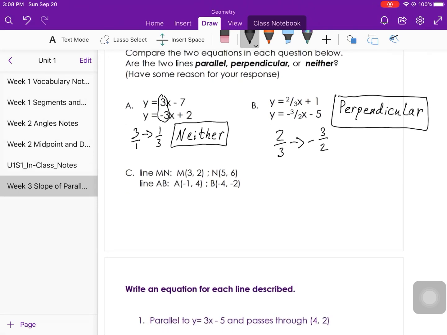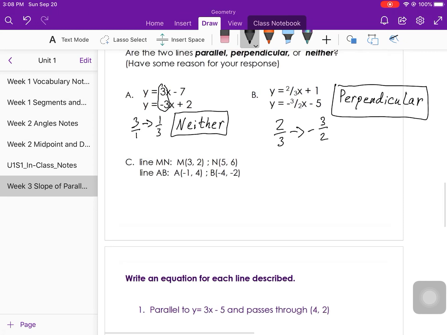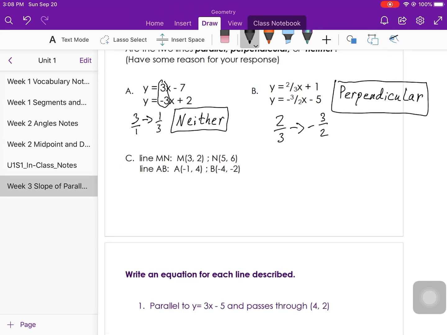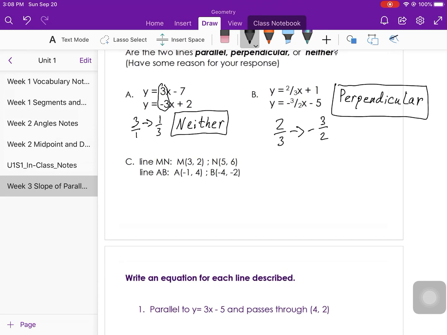Now with this last one here, line MN, we have M and N, and then line AB, A and B. We have to find the slopes. We don't need to find the entire equation, like the y-intercept. Not that it would be bad to do that, we're going to do that here a little bit later on. But we need to find the slopes between these lines. So I'm going to go ahead and do my x1, y1, x2, y2. So just as a quick refresher, it's y1 minus y2 over x1 minus x2.